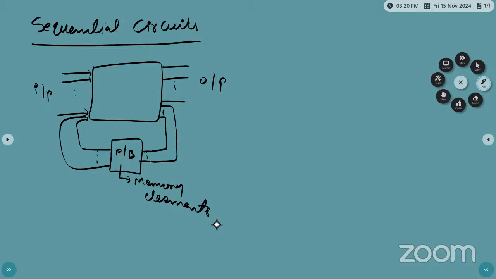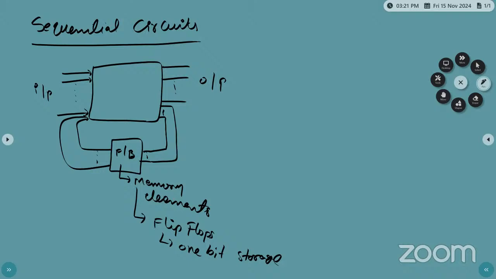But here, even if the input is present, the circuit is not triggered, not activated, so the output will not be generated in the presence of inputs also. That circuit is called a sequential circuit. Now these memory elements we are using as flip-flops. These flip-flops are 1-bit storage devices. The flip-flop can hold 1 bit of information.